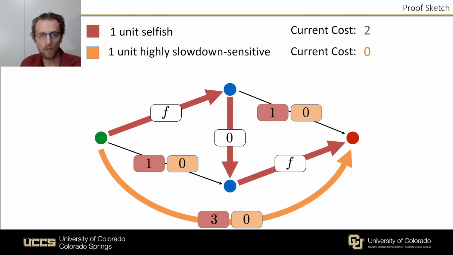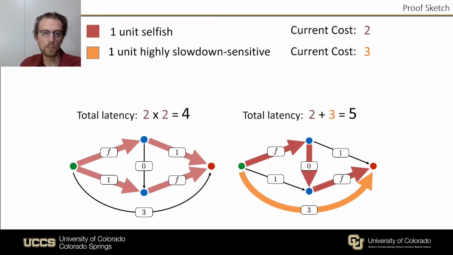And if they do that, then the selfish traffic, no matter what it does, is still going to have a cost of 2. There's no way on the upper network here, the Braess paradox network, to have a cost less than this in a Nash flow. And so now what do we have? Well, the uninfluenced case had a total latency of 4. Now the influenced case has a total latency of 5.